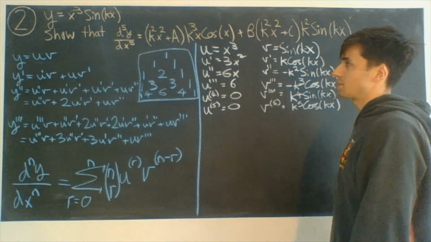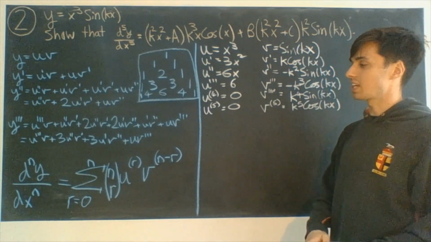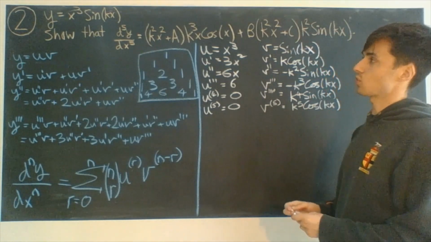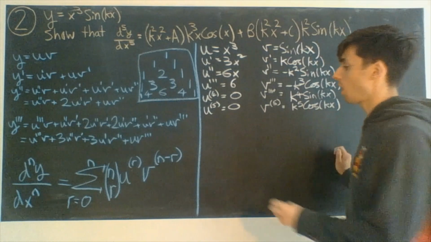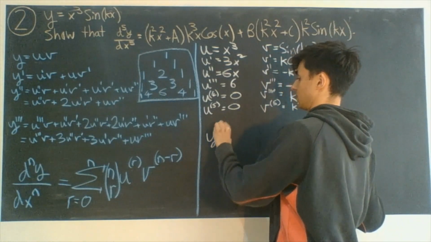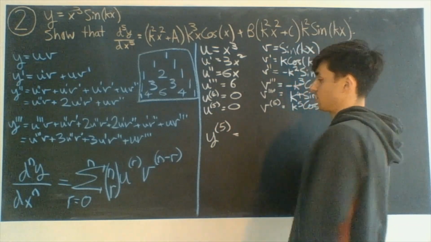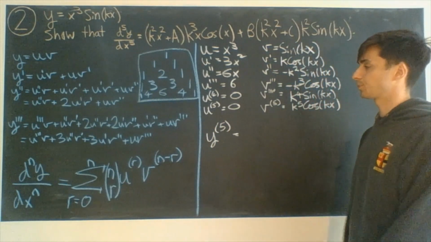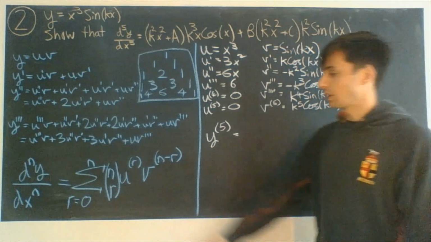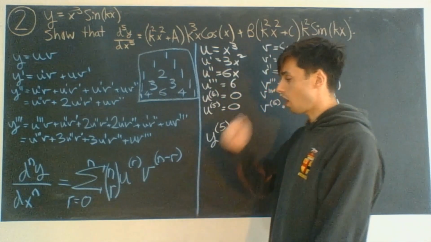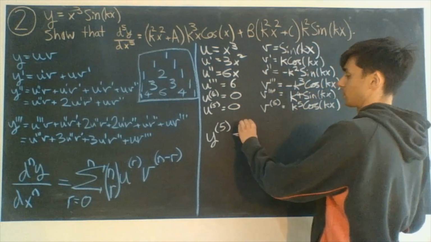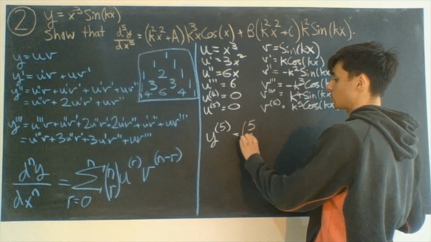Okay, so now we need to think about actually putting these into Leibniz's differentiation rule. Let's try it then. So we can write y to the power of 5, the fifth derivative, not the power of 5. And we need to say, first of all, we think about this formula when r equals 0. So we need 5 choose 0.